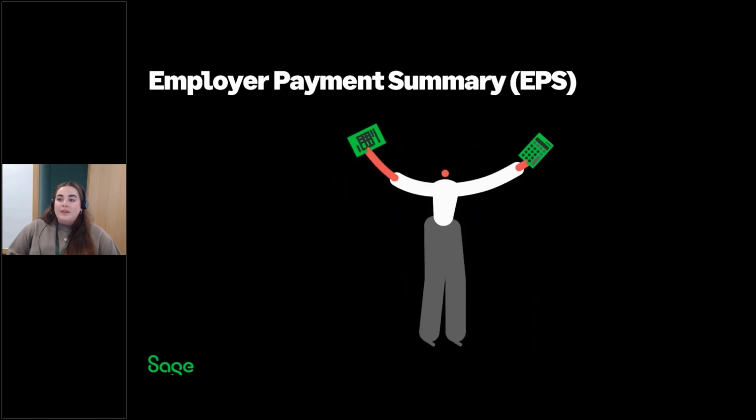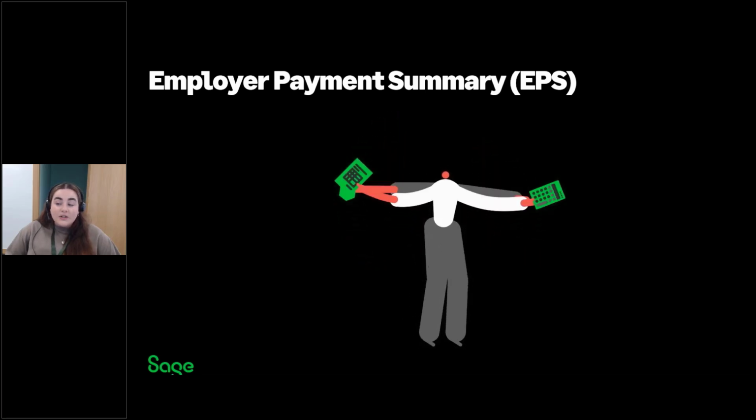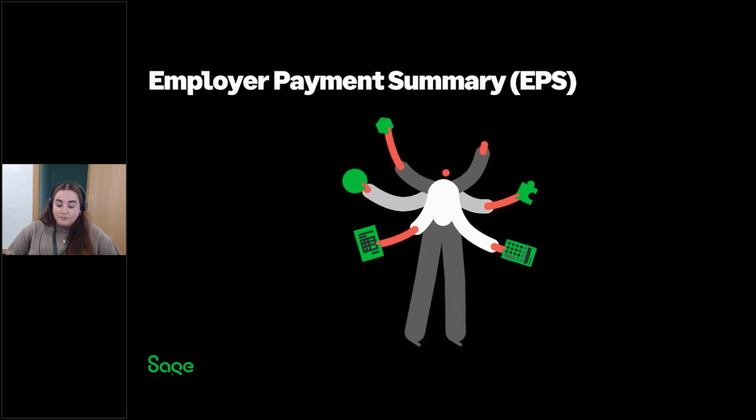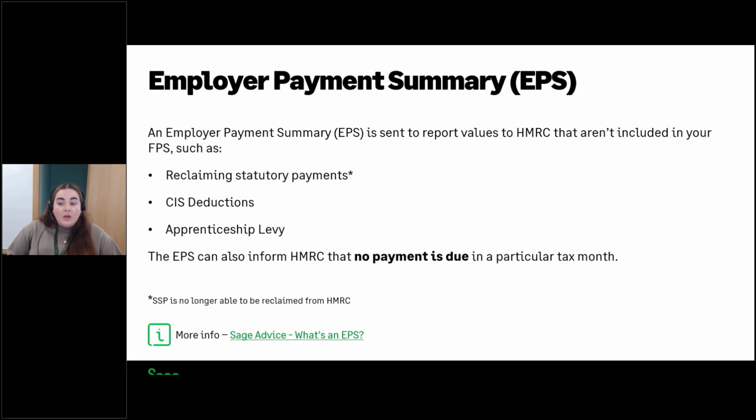So let's move on to probably the second most common submission that you might have to do. This is the EPS, or the Employer Payment Summary. This submission is sent to report values to HMRC that aren't included in the full payment submission. So this could be things like your statutory payments if you need to reclaim them, CIS deductions, apprenticeship levy, or even to inform HMRC that no payment is due in a particular tax month. So you only need to send this EPS if any of those apply to you.